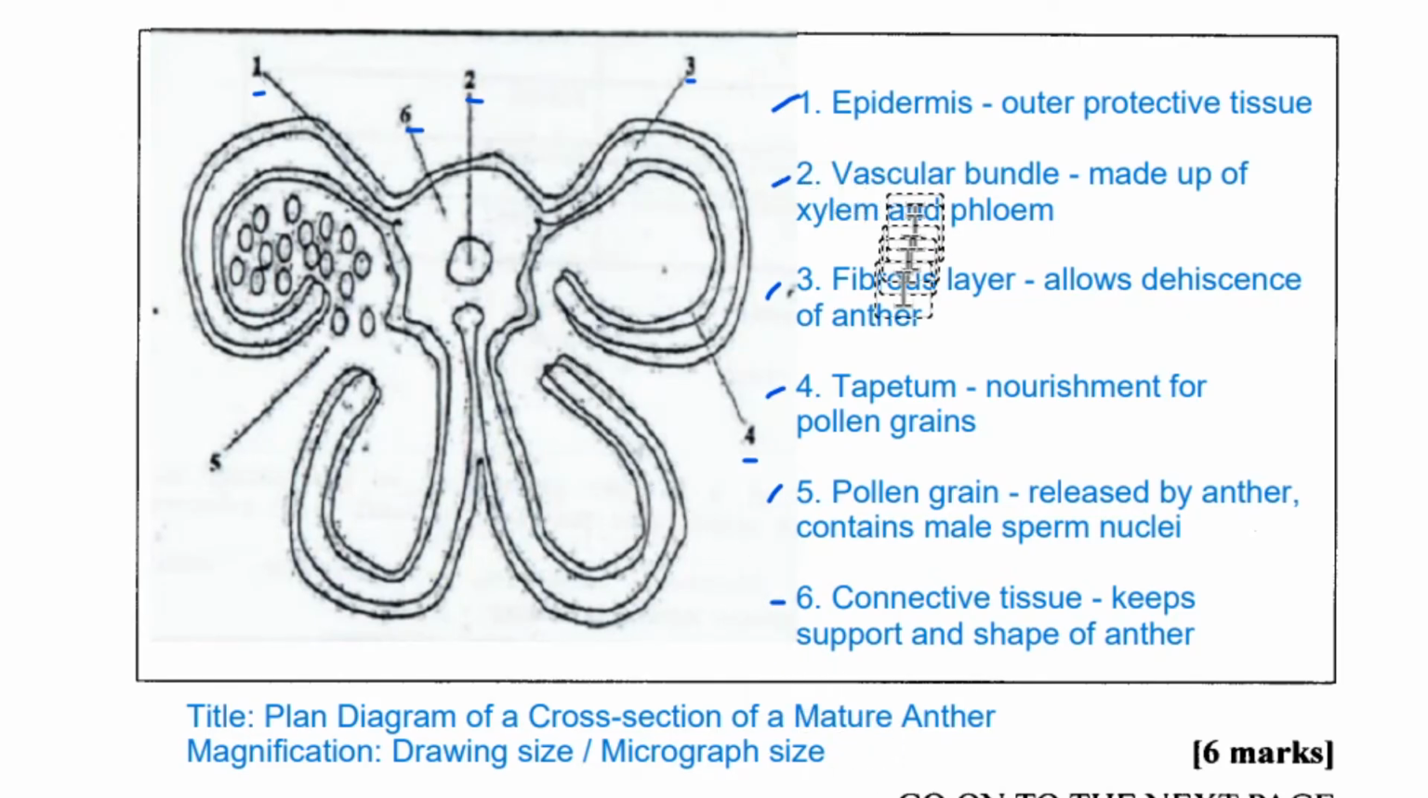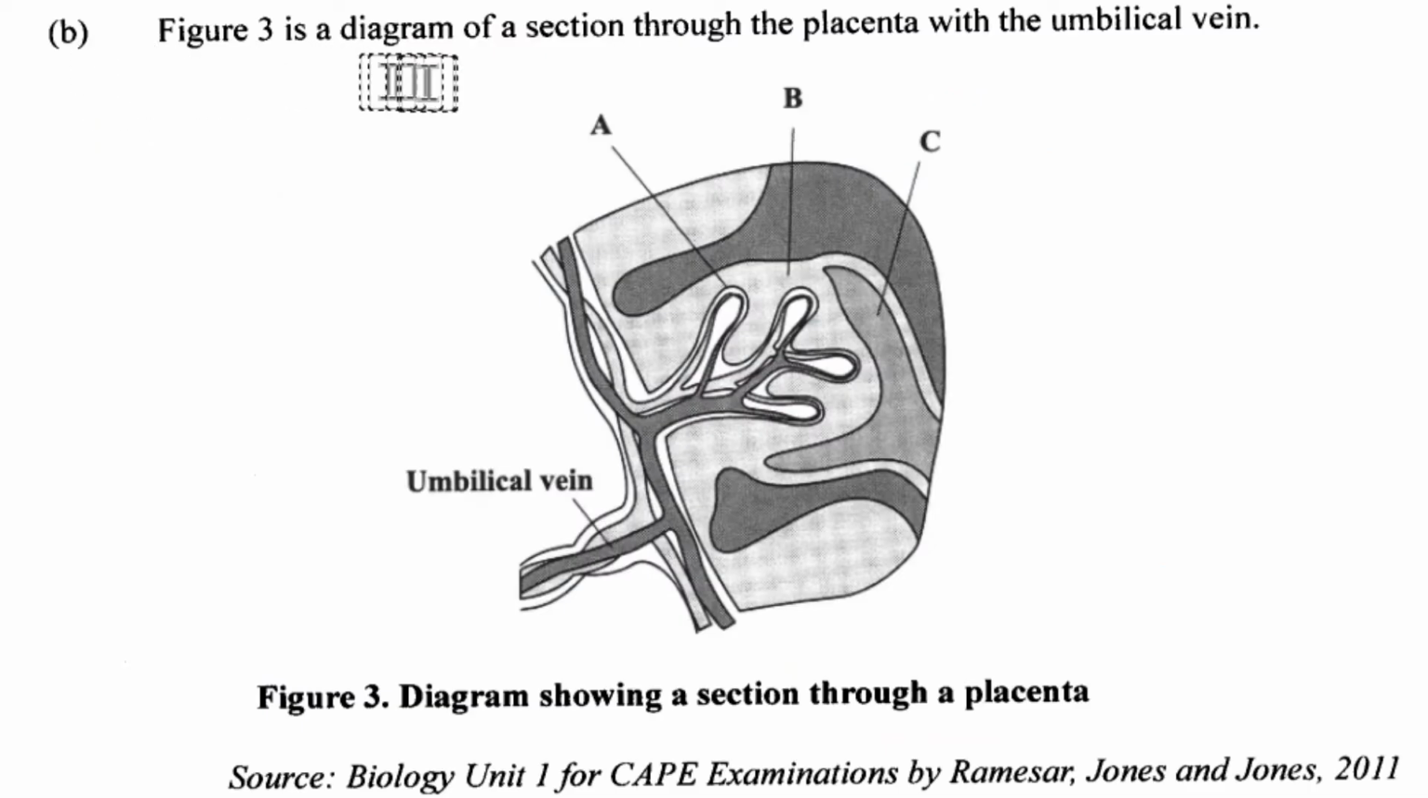Proper drawing, 2 annotations, title and magnification is what's going to give you 6 marks. 3b, figure 3 is a diagram of a section through the placenta with the umbilical vein. What you have to do here is to identify the structures labeled A, B, and C and indicate whether each is of fetal or maternal origin. Write your answers in the following table.